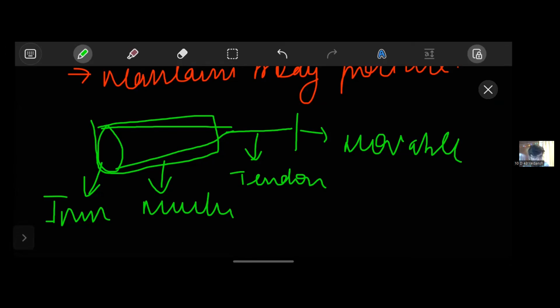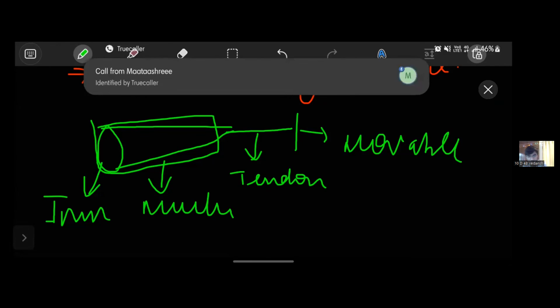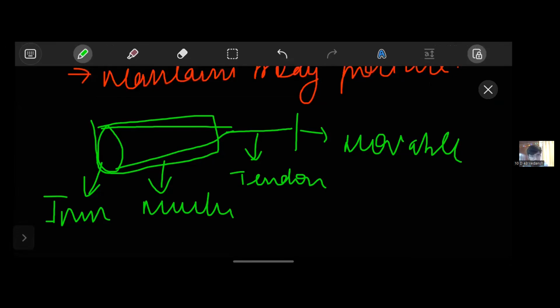Now, there are also antagonistic types of muscles. Antagonistic muscles are those kinds of muscles where, when a structure is moved by a muscle, it cannot return back to its original position without the action of another muscle. Okay? These are called antagonistic muscles.